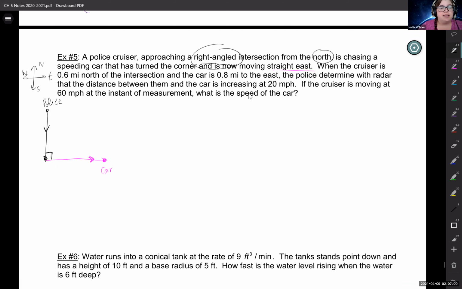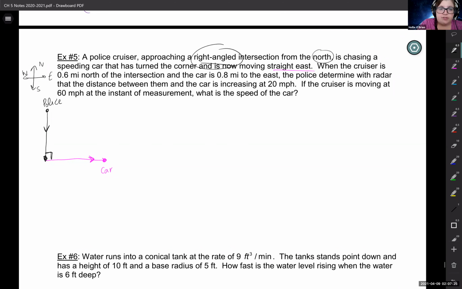So this isn't really a you-choose-your-picture-type of story. It's like, no, this is 100%. It has to be this way because they said the police is coming from the north and the car is going straight east. This is what your picture has to look like. The right triangle has to look like this. It can't look like this, right? We have to make sure it's going in the right direction. Okay.